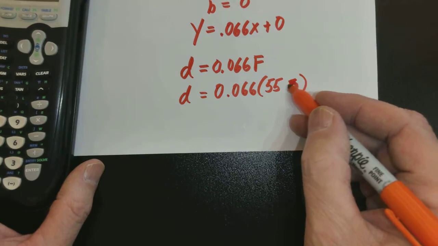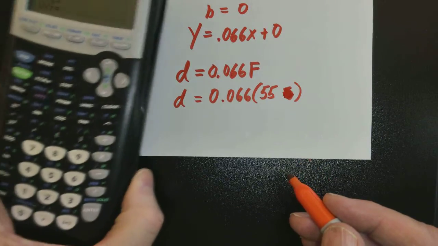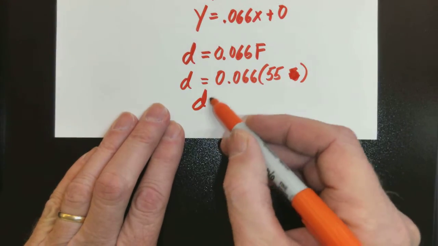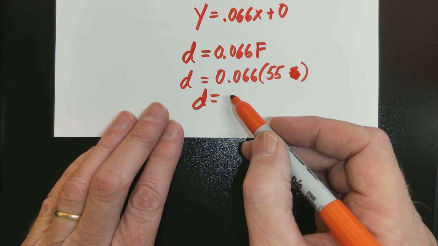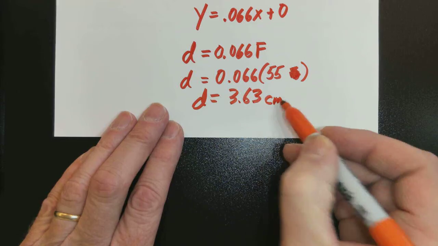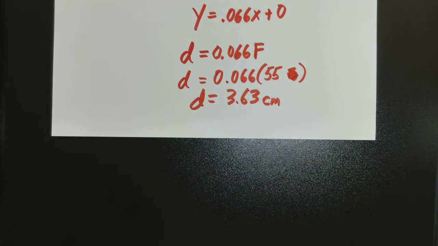Now, I'm going to just take that unit off there. What is 0.066 times 55? Anybody got it? 3.63. And I think I read that that's centimeters. That's how much longer it got, in centimeters, for that particular spring. Any questions? Yes? Nope? Okay.